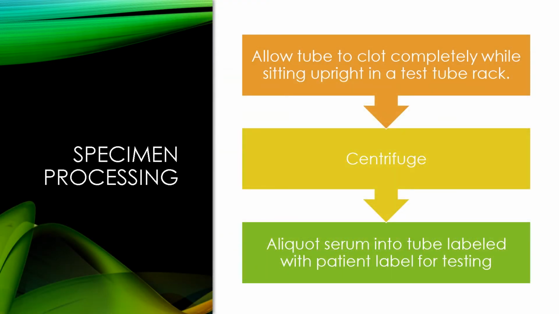Once the phlebotomist has collected the patient's specimen, the tube will be allowed to clot completely while sitting upright in a test tube rack. After the tube has clotted completely, it will be centrifuged, and then the serum will be aliquoted into a test tube that has been labeled with the patient information.